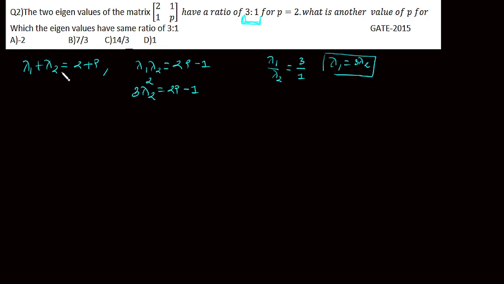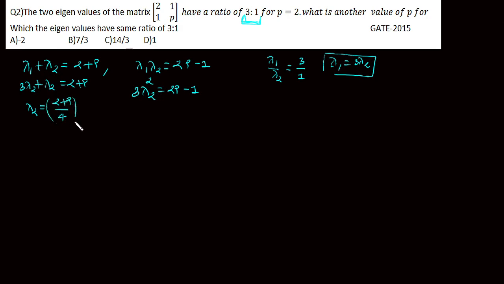Now use this first equation to find the value of lambda 2 in terms of p. So here we know lambda 1 equal to 3 times lambda 2. So simply put value of lambda 1 in the terms of lambda 2. So what we are getting 3 lambda 2 plus lambda 2 equal to 2p plus 2 plus p. Now here what we are getting simply just lambda 2 equal to 2 plus p divided by 4.